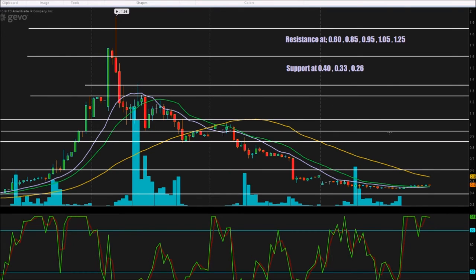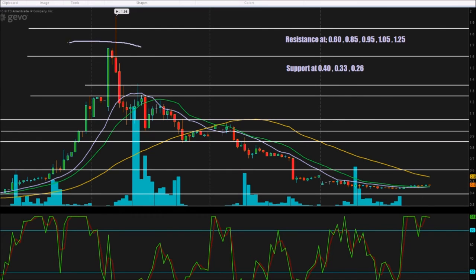So Gevo could absolutely turn around. It's going to take some fundamental news really to push this thing up. On a technical level, it's struggling. It's trying to turn around, but it's struggling. And most likely, we will just see a little bit of channeling until we have some fundamental news.